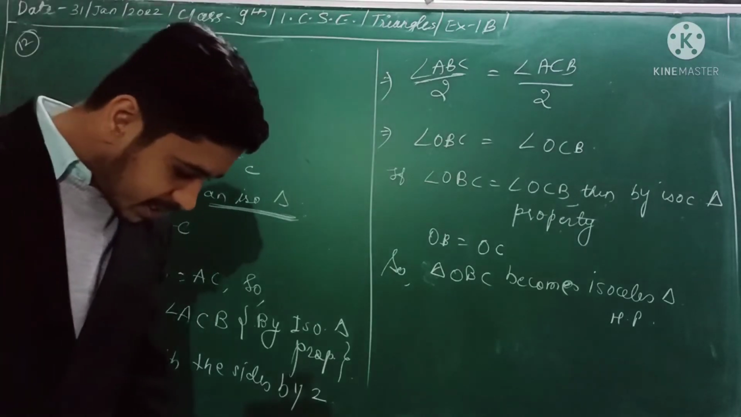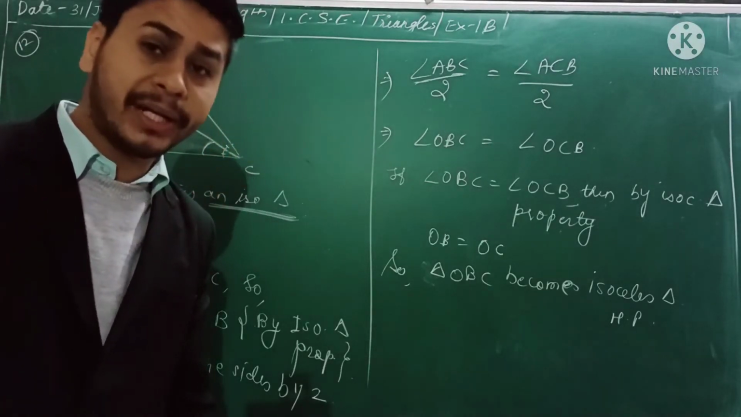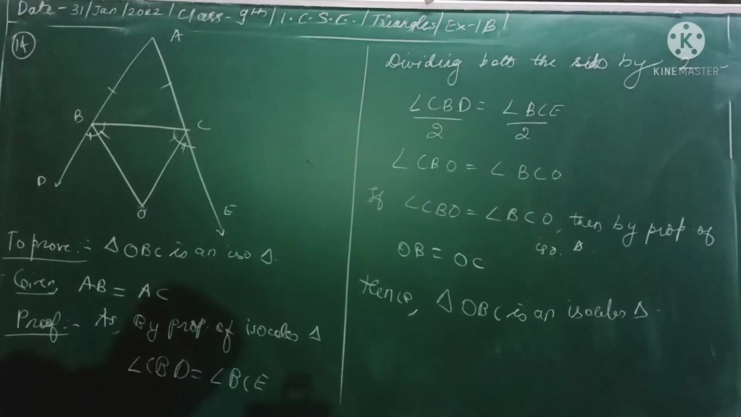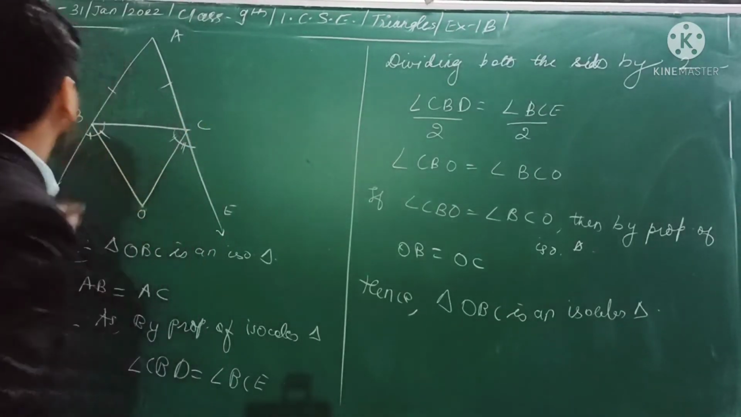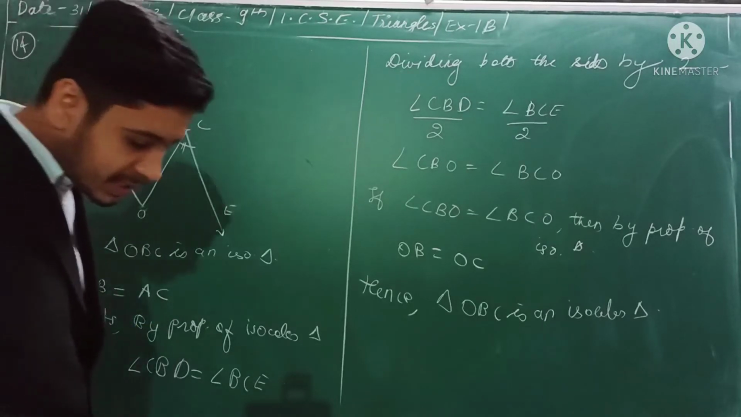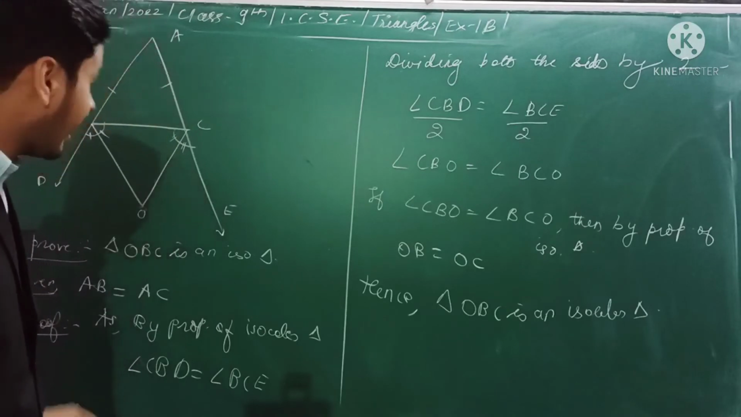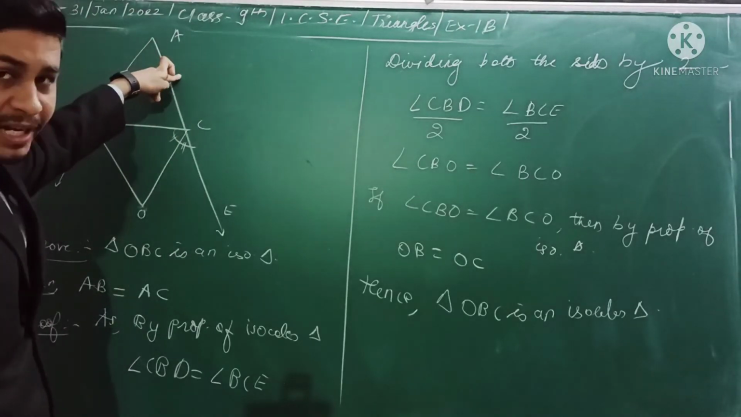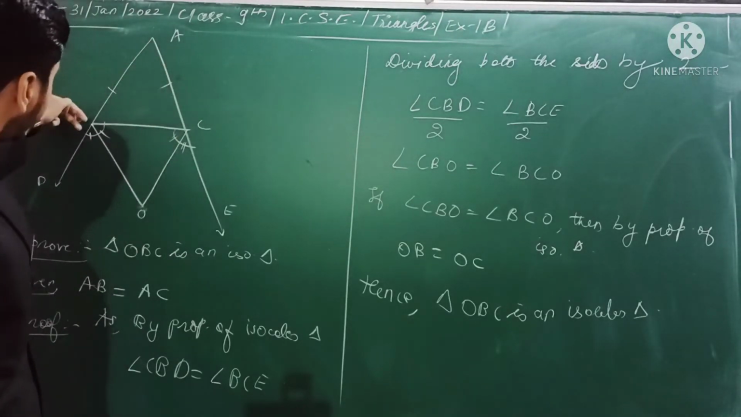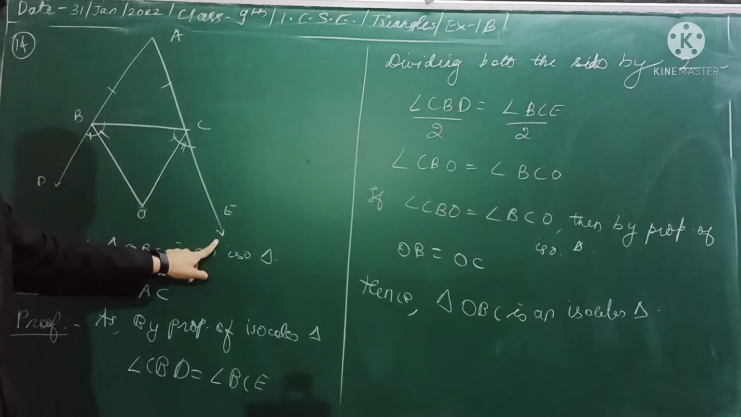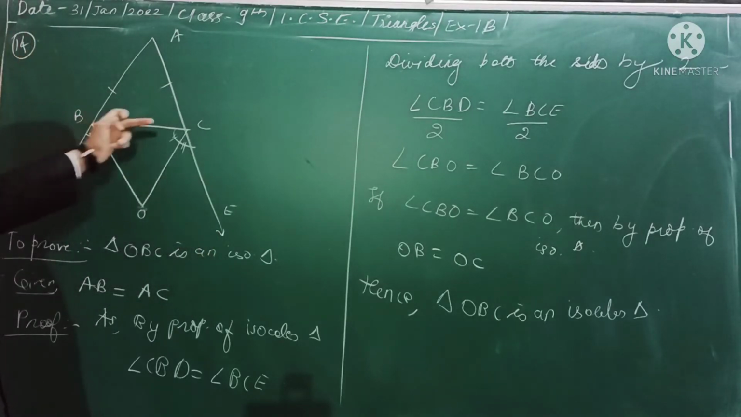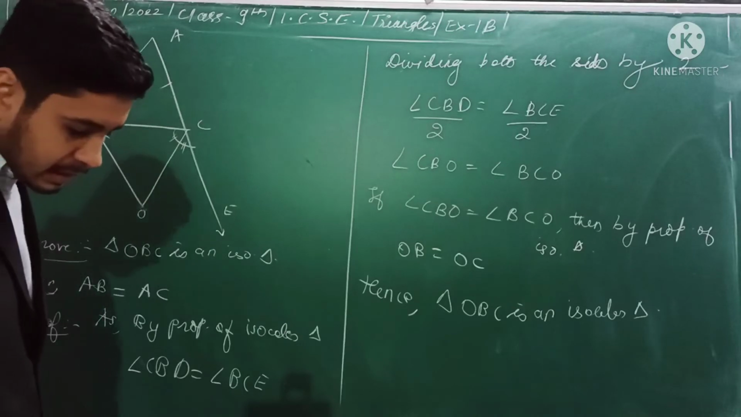Now let us come to question number 14. Now try to understand question number 14. You are given a triangle ABC. Let me read the question. The equal sides AB and AC of an isosceles triangle are produced to D and E. So we have to produce them, we have to extend them like this.